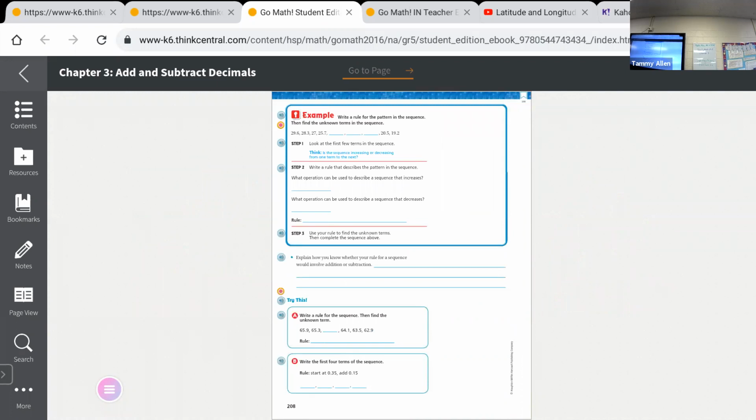All right. So when we write a rule, I'm going to want you to be very specific about it. Am I going to add, subtract, multiply by such and such? Use a word. Don't just put a sign down. Use a word. All right? Does that make sense? Okay? Questions?